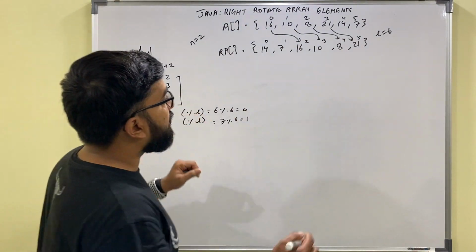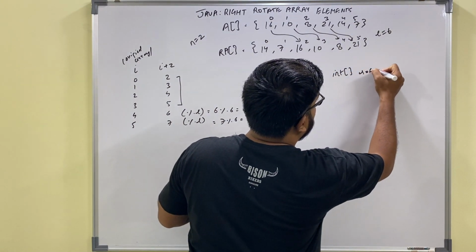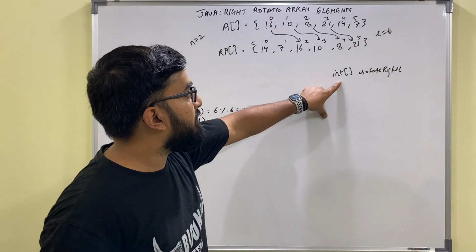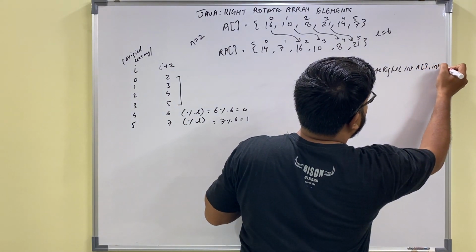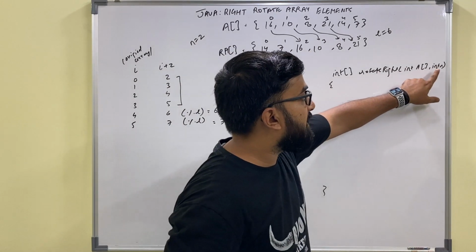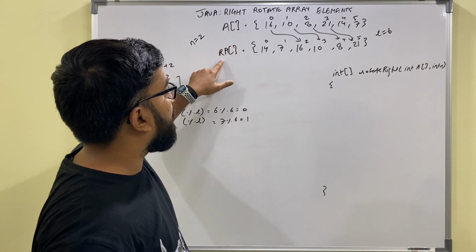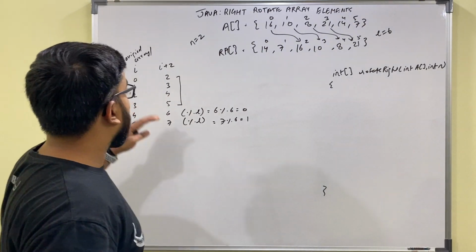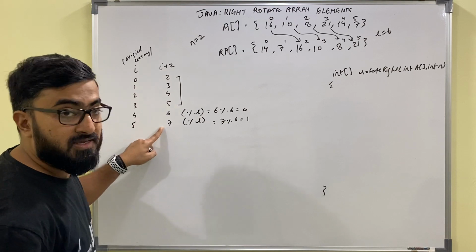So I'm going to write a function, int array, rotateRight. The return value is an integer array because this takes the array A and an integer n. The returned array is the array with the values of A rotated n times. So for this case, if you get input A, you have to return this array. That's why the return type is an integer array. So we know from this method that the values at these indices in the original array go to these indices in the rotated array.